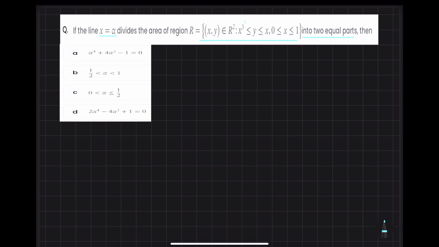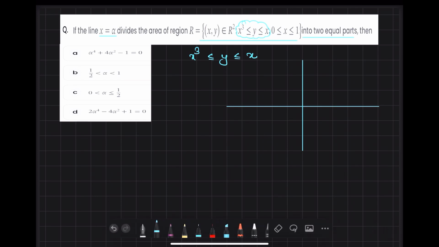So we have this as the first function. Look at how I will approach. x cube is smaller than or equal to y, which is smaller than or equal to x. My point is, first I will draw the graph, then we will check what is required, and then we will proceed further.